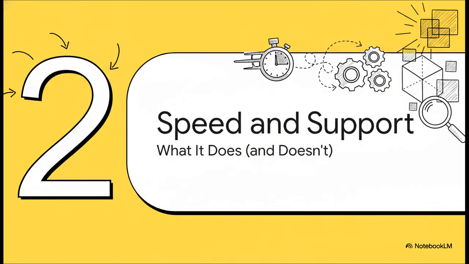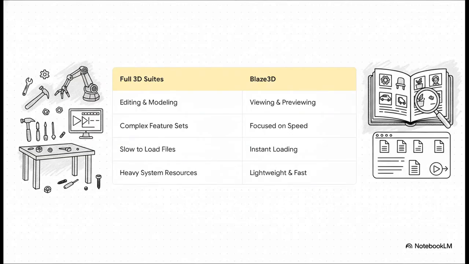Okay, so we've established it's fast, like really fast. But speed doesn't mean anything if you don't know where it fits into your day-to-day. So to really get its value, we need to be crystal clear about what it does and, just as importantly, what it doesn't do. And this is the perfect way to think about it. Your full 3D suite, your Blender, your Maya, your 3ds Max, that's your workshop. It is filled with every complex, powerful tool you could ever possibly need. Blaze3D, on the other hand, that's your catalog. It's not for making things, it's for finding the right part from your library instantly. It's designed to complement your heavy-duty software, not even try to replace it.